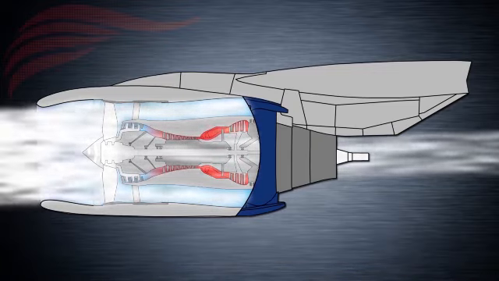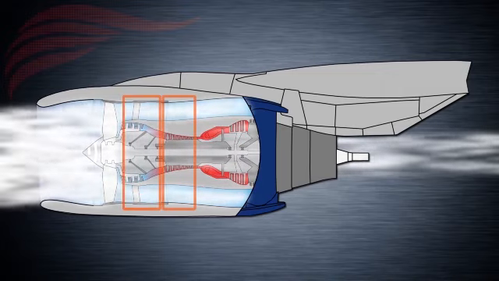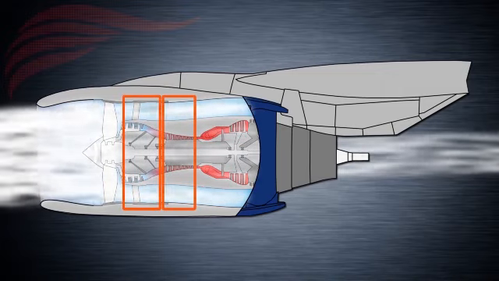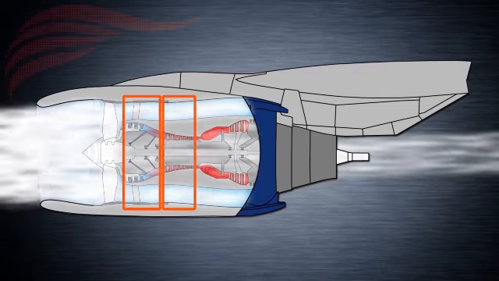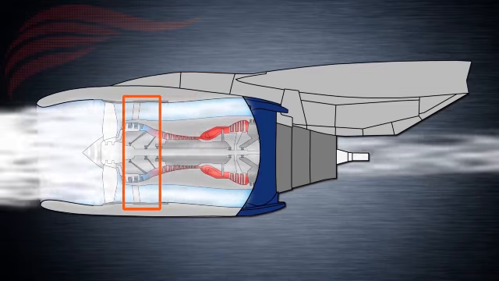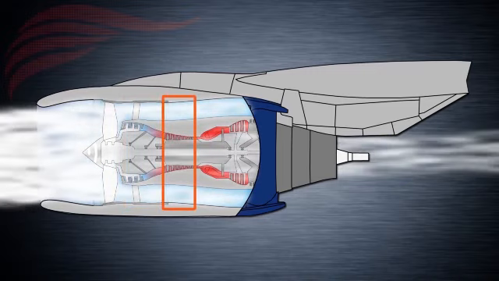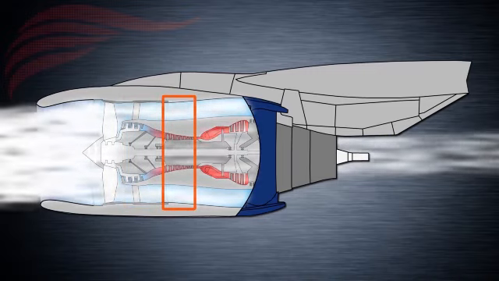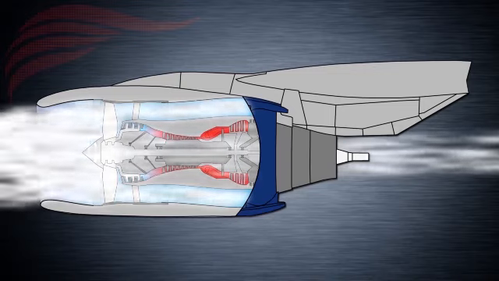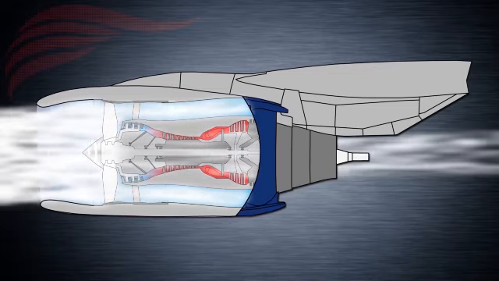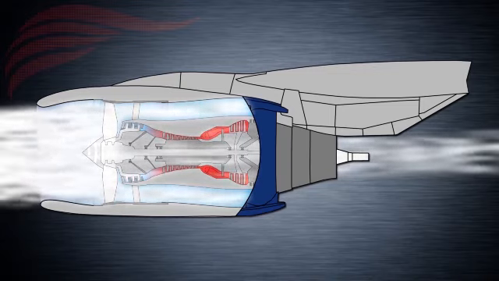After passing through the fan, the high and low pressure compressors compress the air to increase its pressure and temperature. The low pressure compressor has 3 stages of compression, whereas the high pressure compressor has 9 stages. After the air has passed through all 12 stages, its temperature is roughly 450 degrees Celsius.